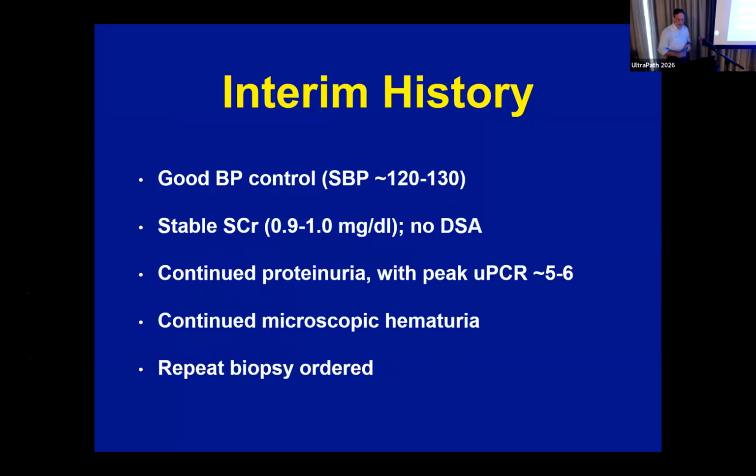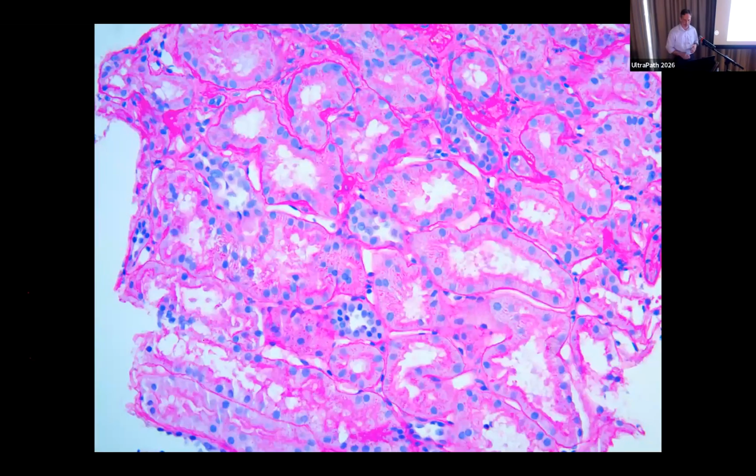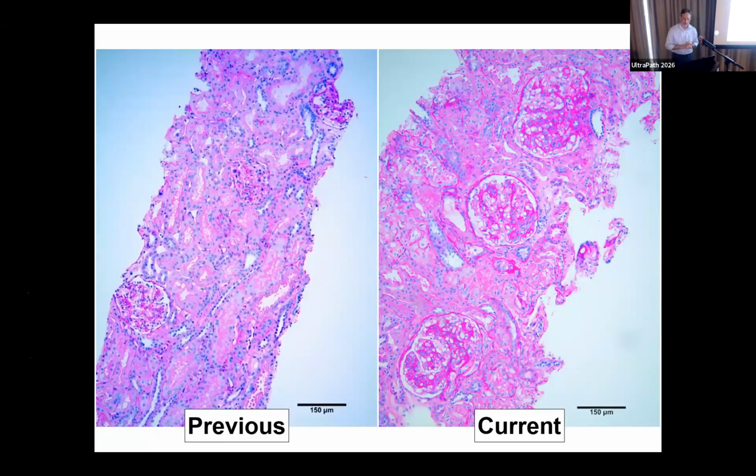So finally, they did a repeat biopsy about a year and a half later. And I showed the trichrome just because we're very happy that he wasn't scarred over, really good architecture in the biopsy. And you can see this in the tubular interstitial compartment. But the glomeruli, there were marked changes. You can see this is a previous biopsy compared to the current biopsy.